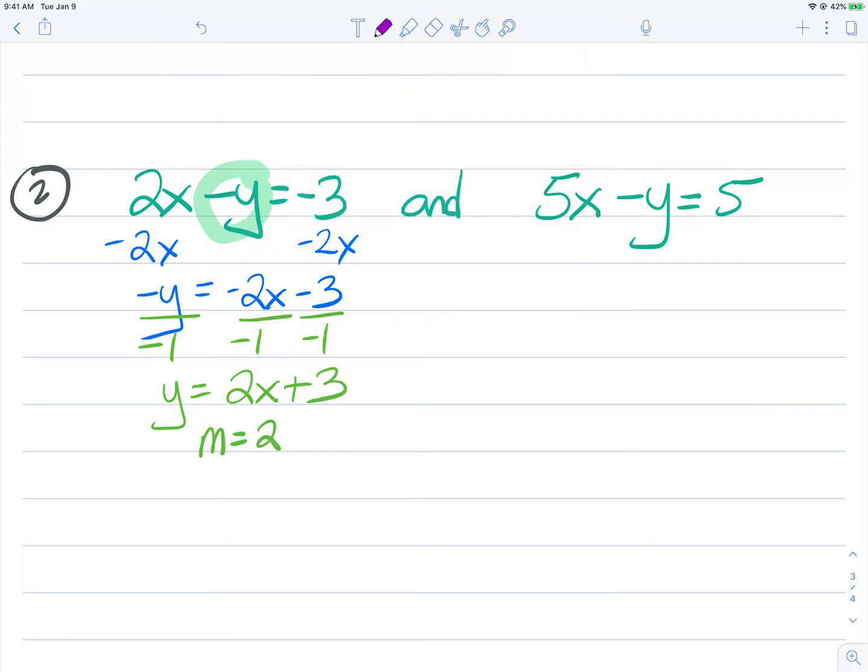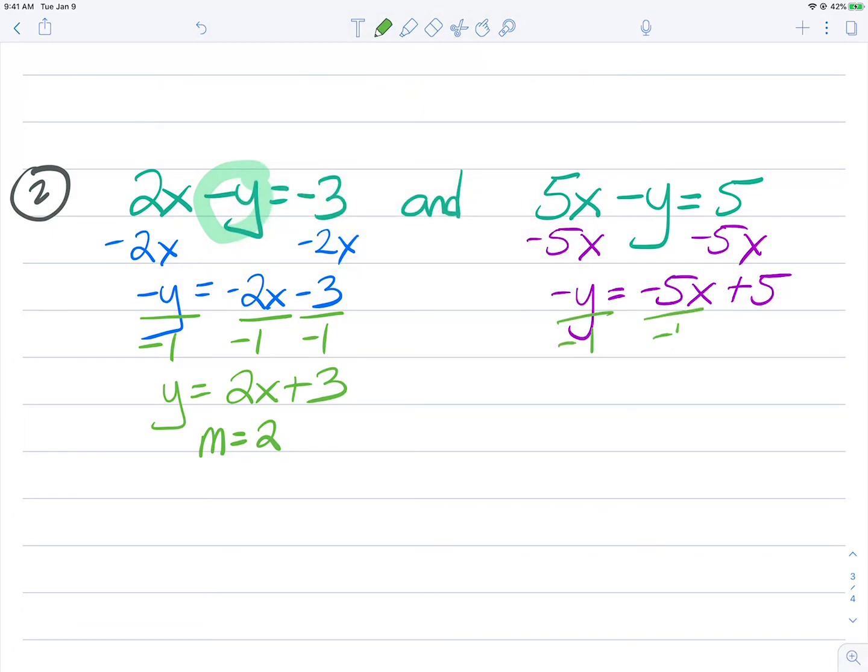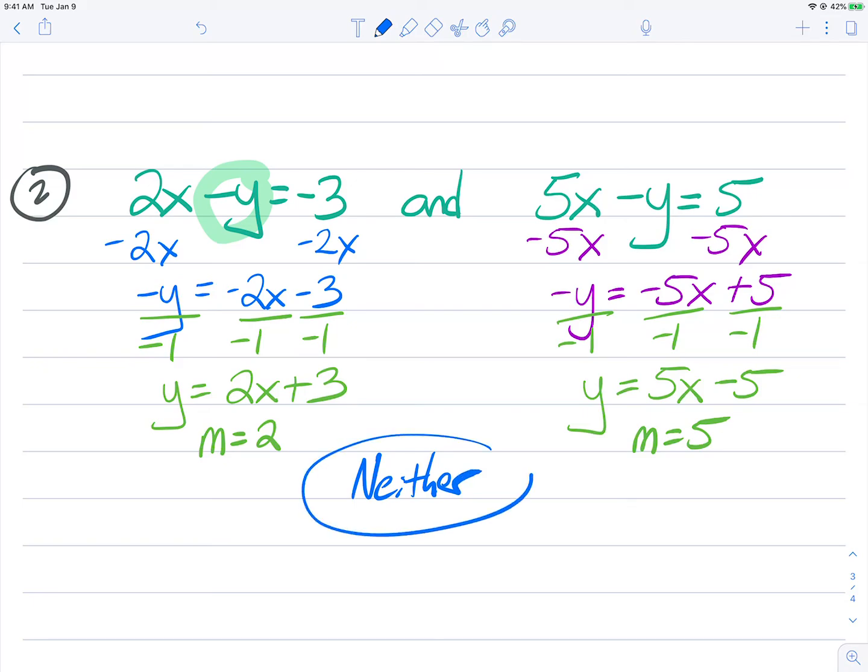If I look at my other equation, I'm going to subtract 5x from both sides. I'm going to have a negative y equals a -5x plus 5. And just like the last one, I need to divide everything by -1 to get y to be a positive. And y equals 5x minus 5. Which means that m is 5. Now, for these two slopes, they are not the same number. One's 2 and one's 5. 2 and 5 are not negative reciprocals, so this is a neither. They cross in some fashion, but it's not a 90-degree angle, and they do cross.